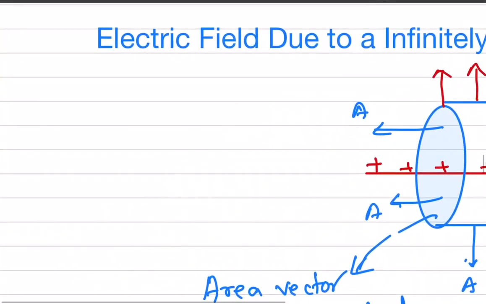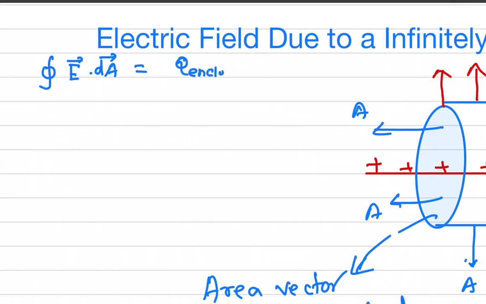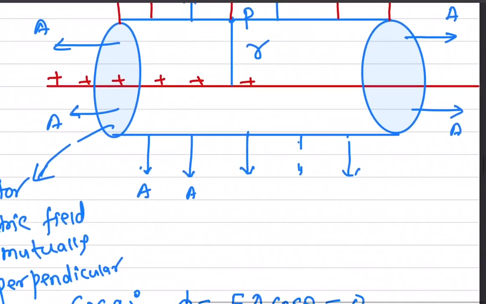Okay, now let's apply the Gauss law. So what does the Gauss law tell you? The Gauss law tells you the total electric flux passing through a closed surface is equal to Q enclosed divided by epsilon naught.